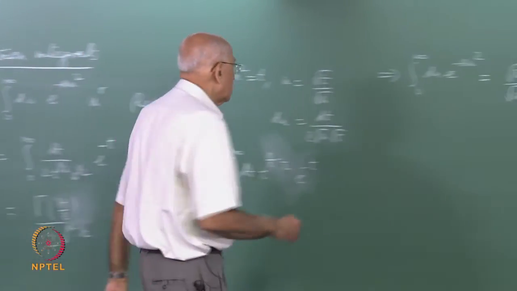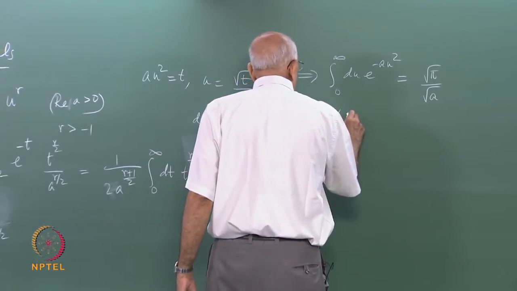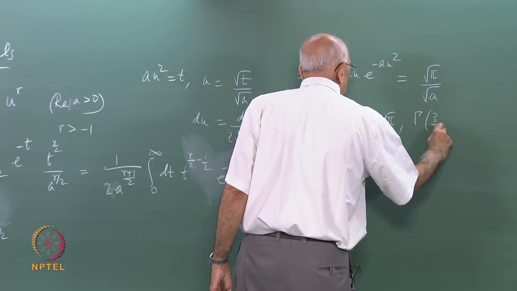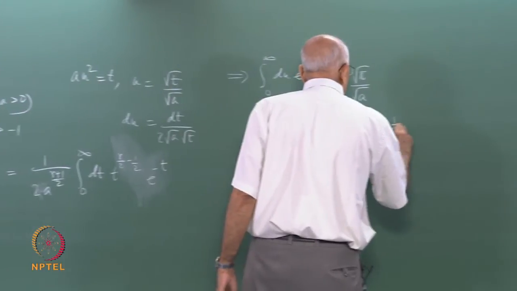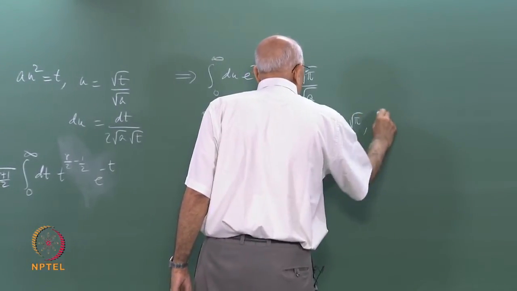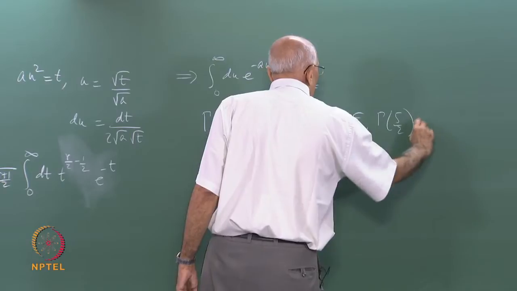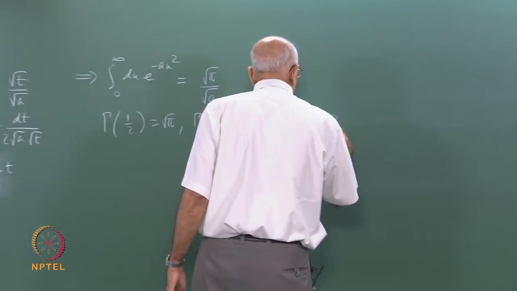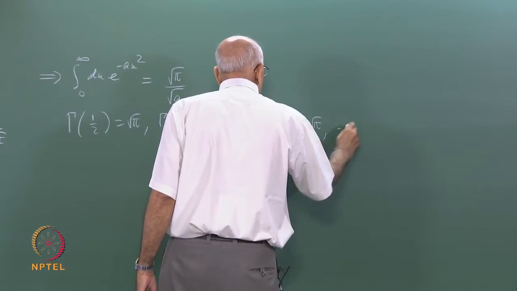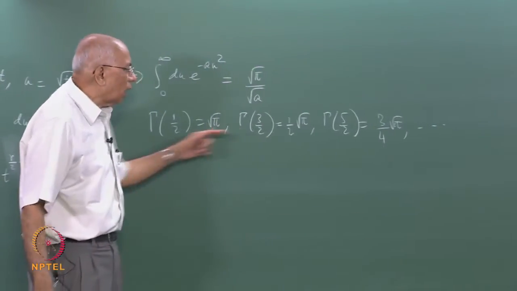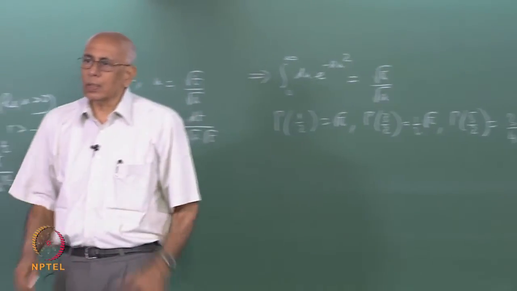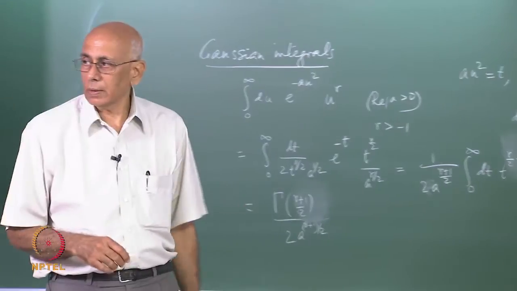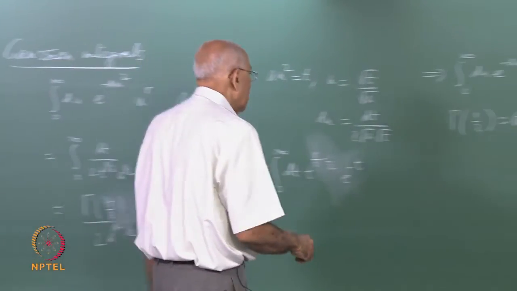So gamma of half equals root pi, gamma of 3 halves is half gamma of half, which is equal to half root pi, gamma of 5 halves equals, etc. There is a 3 halves, so it is 3 quarters root pi and so on. So all the half odd integers you can write down in a closed form in terms of some factorials, and then finally there is a square root of pi factor, and you can go backwards in the other direction also.